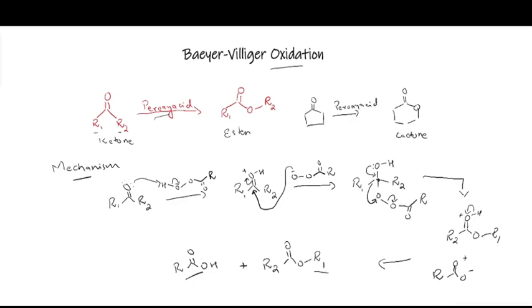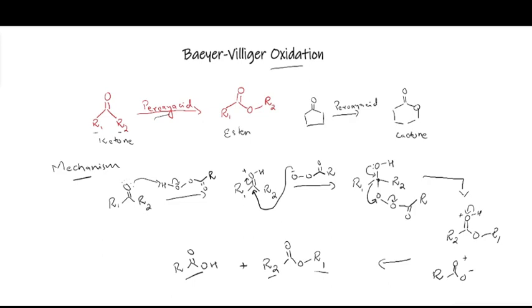Now, a very important question arises here. If you look at this mechanism, we see that this is actually the migration of R1 from the carbonyl carbon to the oxygen, which means that R1 has rearranged in this reaction. So why not R2? Why have we rearranged or migrated R1 from one position to another in the molecule? Why not R2? In fact, R2 can also migrate.